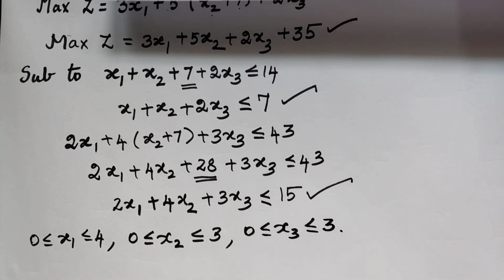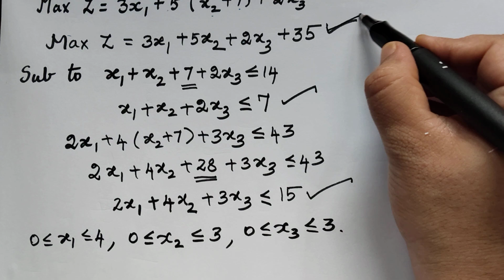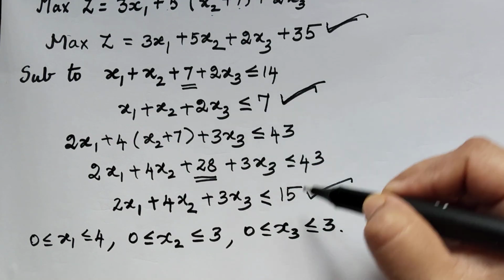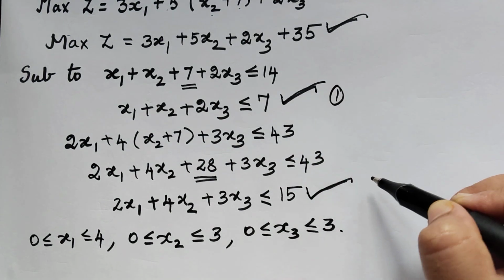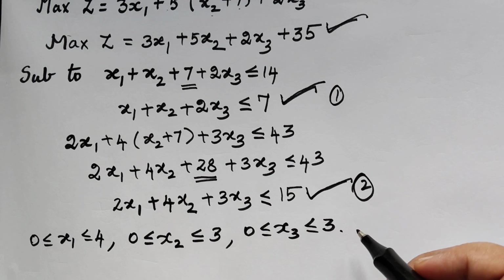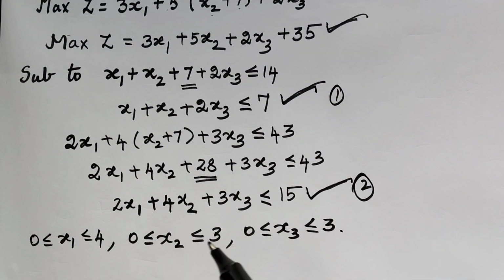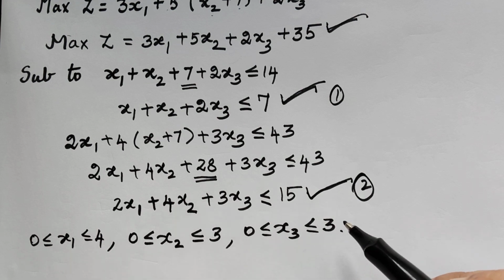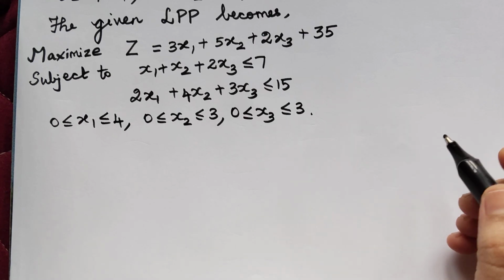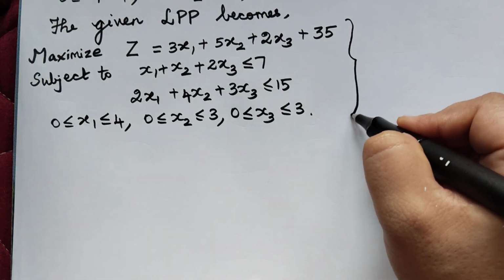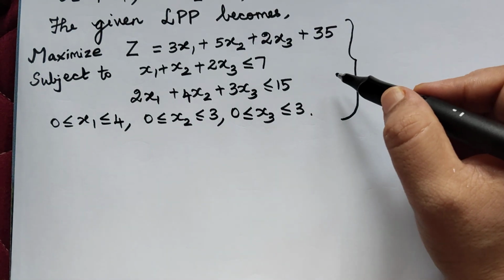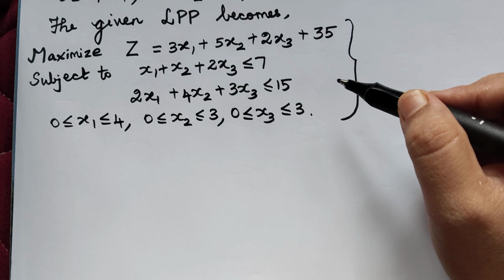So we have reformulated the question as max z equal to this with respect to the constraints. This is the first constraint, this is the second constraint, and the non-basic variables x1, x2, x3 have the bounds. x1 has the bounds between 0 to 4, this is 0 to 3 and 0 to 3. So I have written the reformulated problem. So now using this, we have to proceed with the problem further.